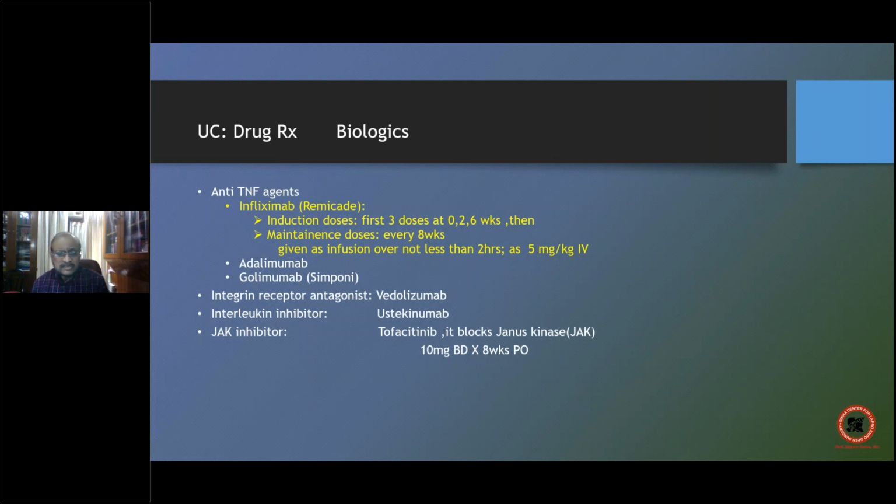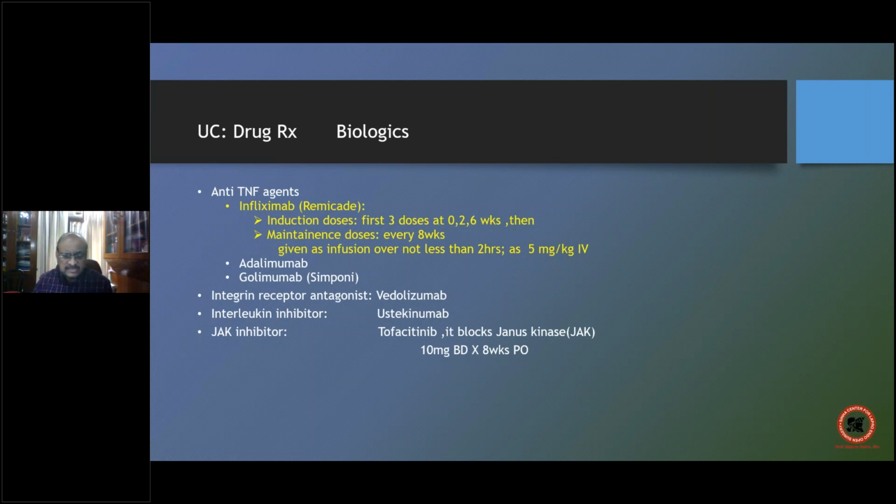And what are the biologics? These are the anti-tumor necrosis factor agents, and among them, the most well-recognized is infliximab, Remicade. The induction doses are 3 doses, at 0, 2 and 6 weeks, and then you have to give them every 8 weeks as a maintenance dose. So remember, this drug can be used both as an inducing and as a maintenance drug. The other TNF agents also being used are adalimumab and golimumab. The second group of biologics is the integrin receptor antagonists. The third are the interleukin inhibitors, and the fourth are the JAK inhibitors, or Janus kinase enzyme inhibitors.